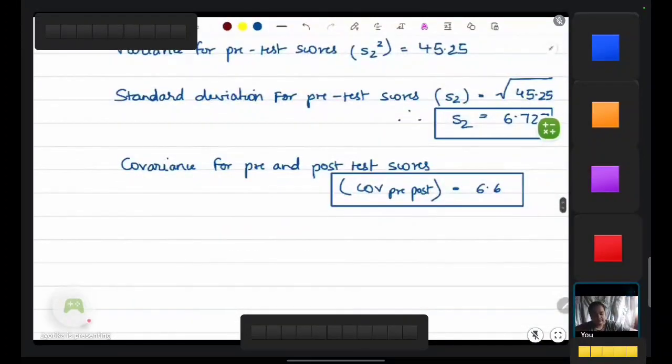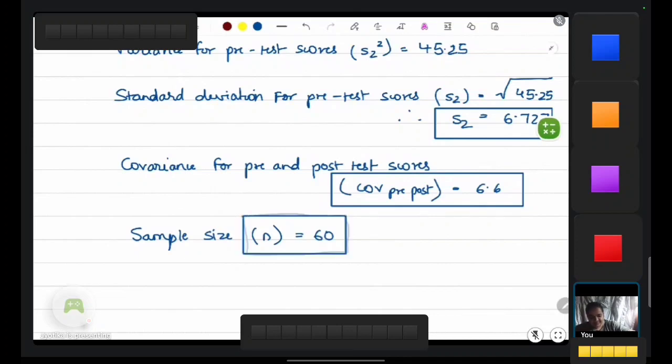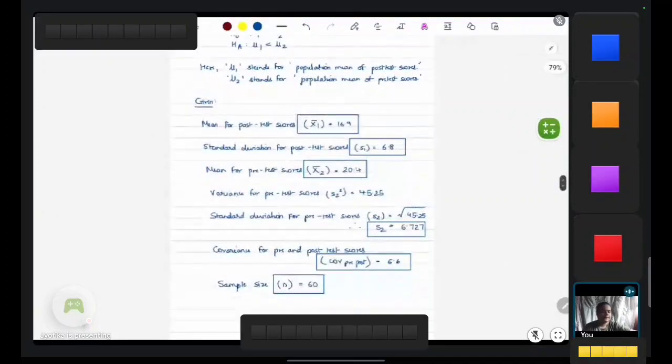And who will tell me what else? Yes, Bhavna, tell me. Very good. Sample size. You forget such things. N is equal to 60. Anything else? Am I missing anything? All the given I've written. I think I've written everything. Is anyone noticing anything missing, please tell me now only.